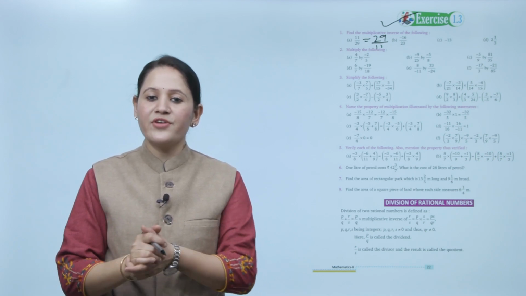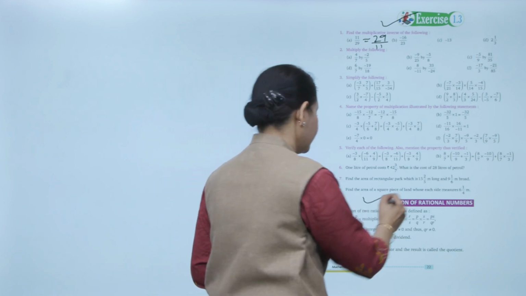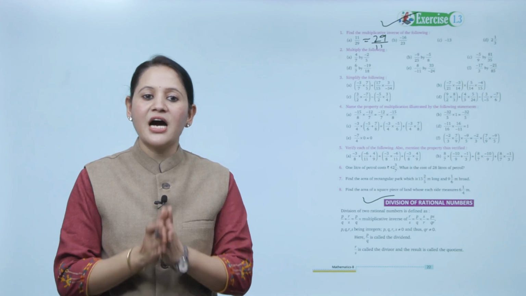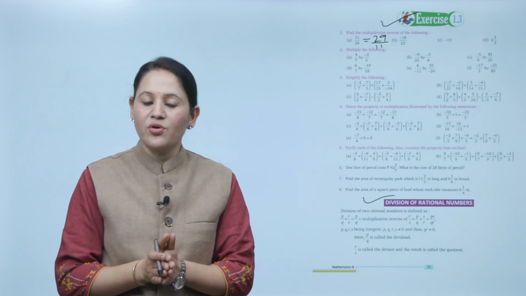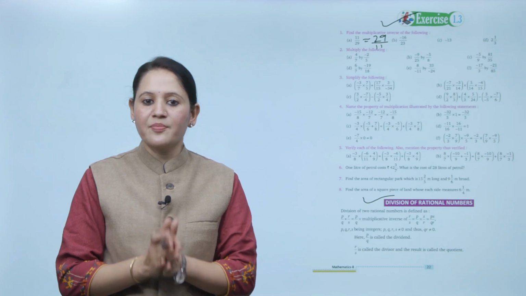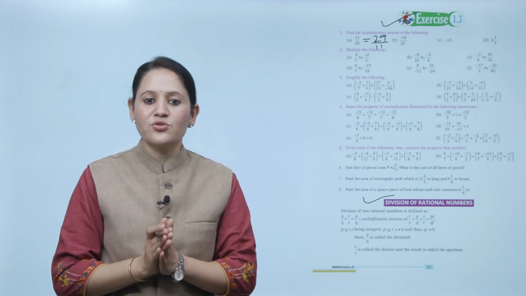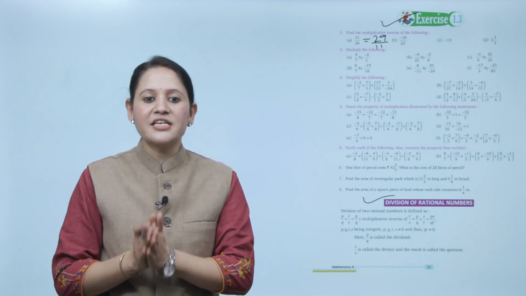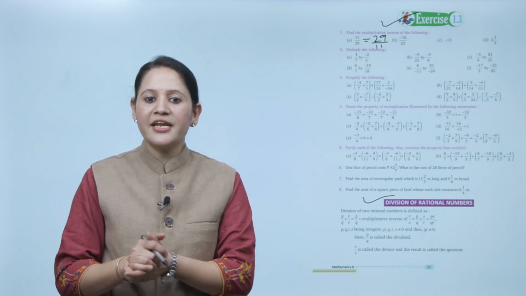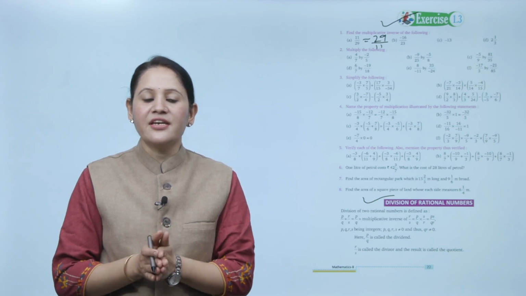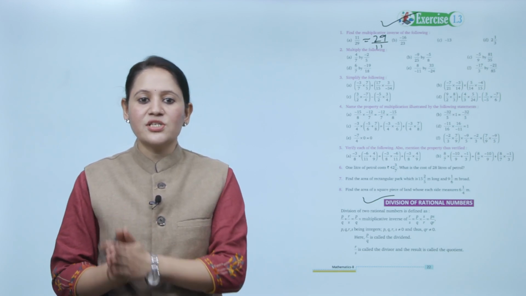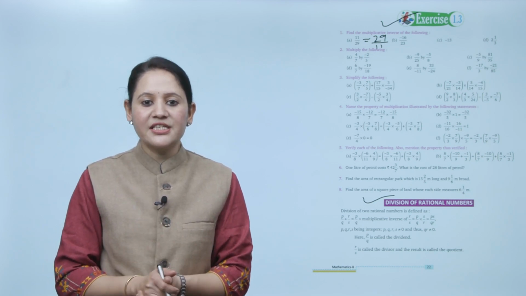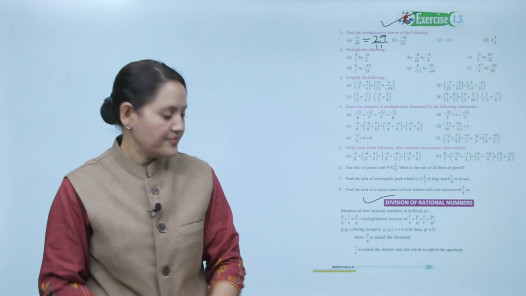Next is division of rational numbers. Division of two rational numbers is defined as p upon q divided by r upon s equals p upon q into the multiplicative inverse of r upon s, that is equal to p upon q into s upon r, equal to p into s upon q into r. P, q, r, s being integers, p, q, r and s not equal to 0, then q into r is not equal to 0. Hence, p upon q is called the dividend, r upon s is called the divisor and the result is called the quotient.